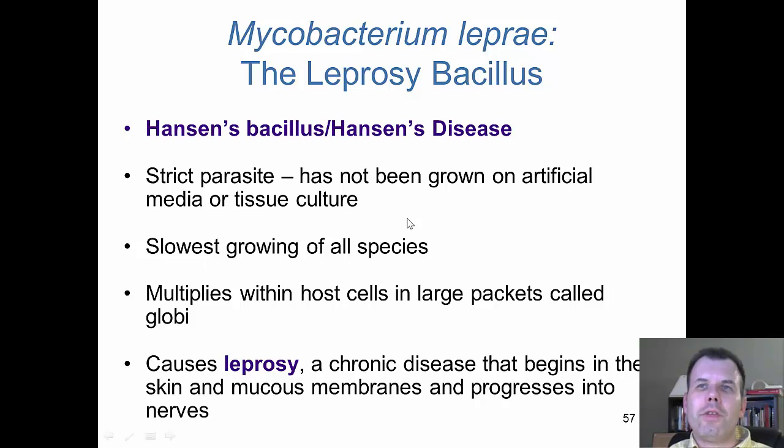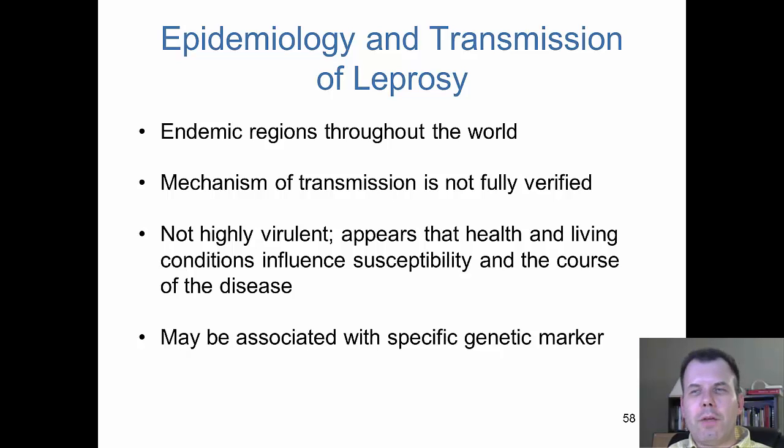All right, now the other disease that I'm going to talk about real quick is leprosy, and this is also another type of mycobacterium. Again, it's a strict parasite, and hasn't been able to be grown outside of humans on artificial media or tissue culture. And it's the slowest growing of all species. So you think TB is bad, this takes even longer. It can take up to a month or 2 to actually multiply. It does multiply in host cells in large packets called globi, and it can cause leprosy, which is a chronic disease that begins in the skin and the mucous membranes and then gets into the deeper tissues and nerves over time.